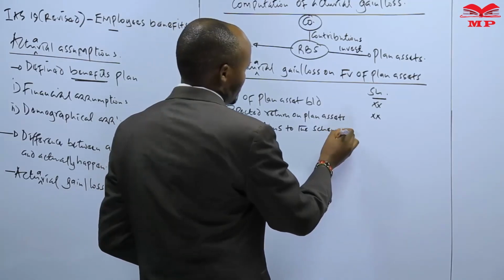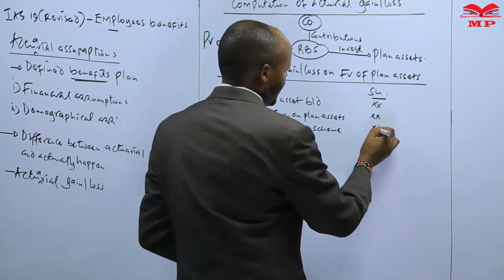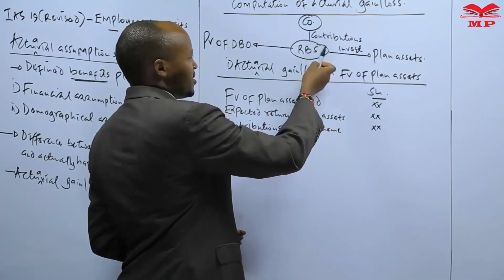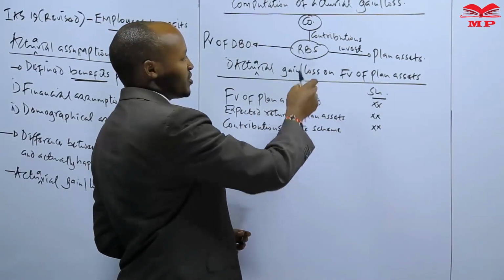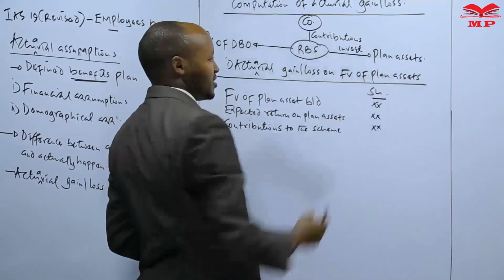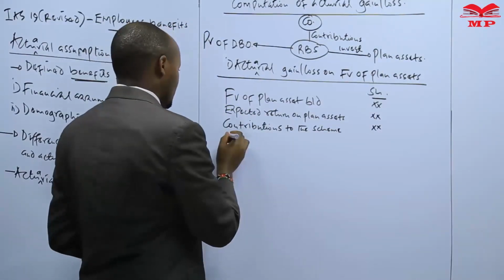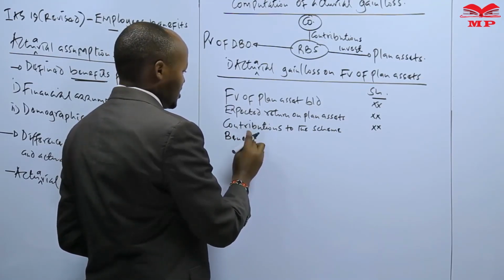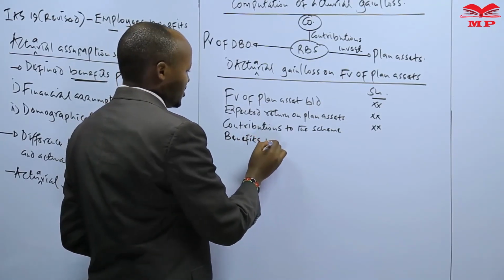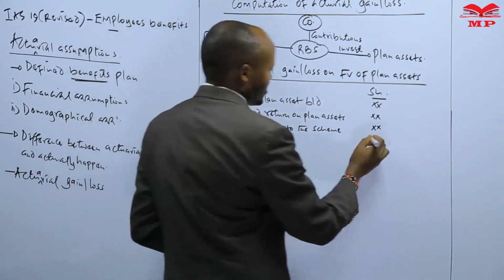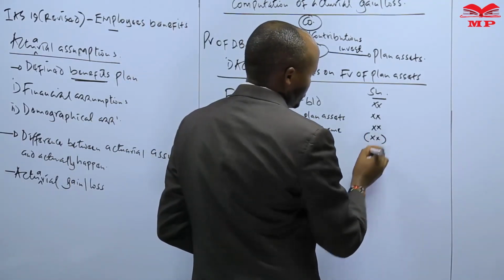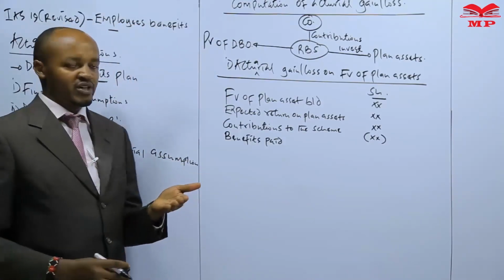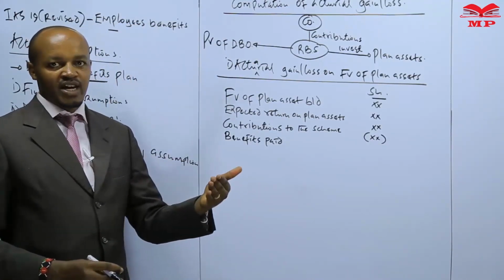Now in this case, when we talk about the contributions to the scheme, these are the contributions made by the employer to this retirement benefit scheme. Once we have such contributions, by the end of the day they keep on increasing the value of the plan asset. And then from there we deduct the benefits paid. When we talk about the benefits which are paid, we are talking of maybe the pension which has been paid to the employees who have already proceeded for their retirement.